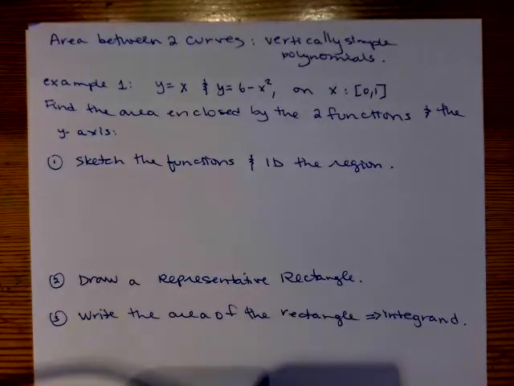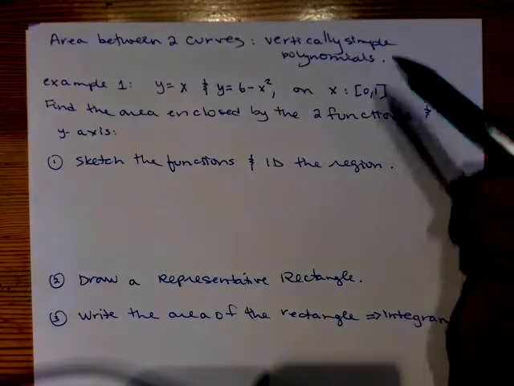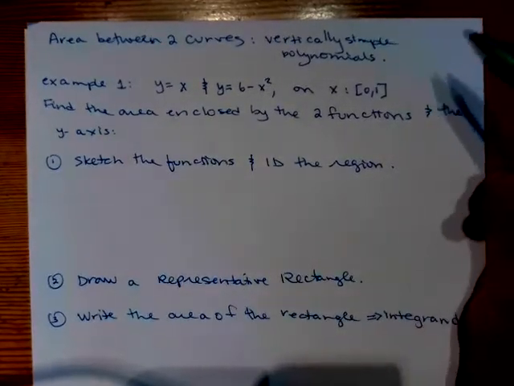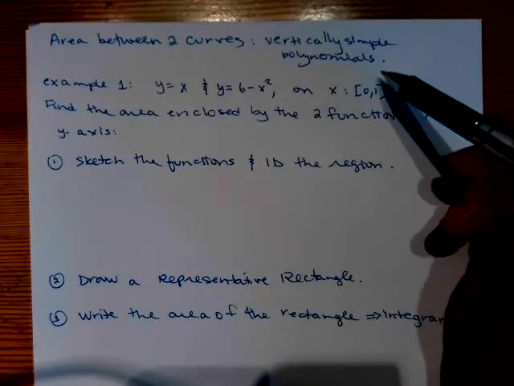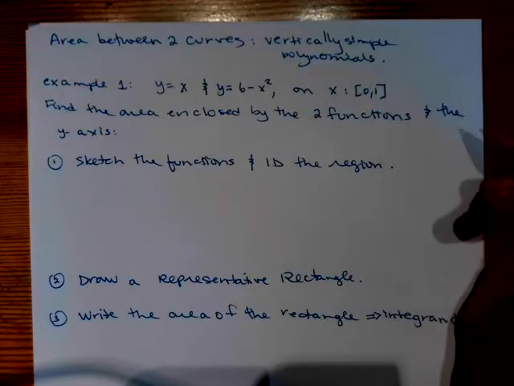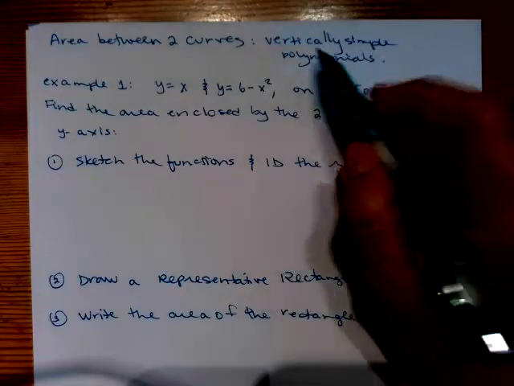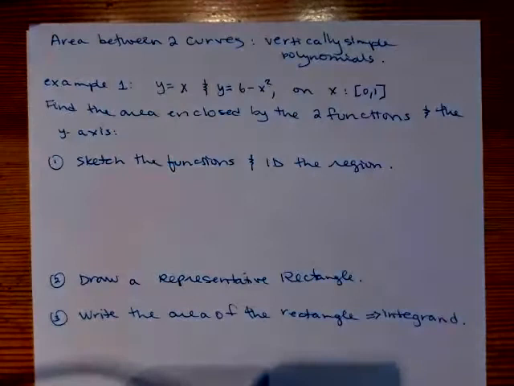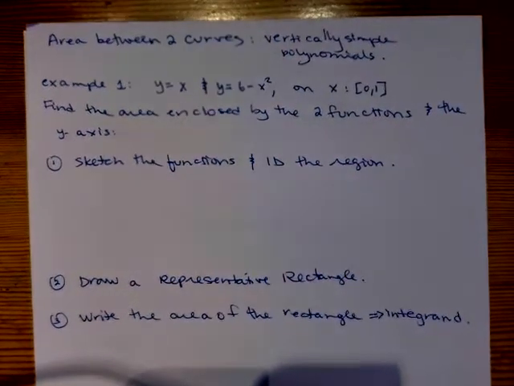So I'm going to talk about finding the area between two curves, and I'm going to start with the easiest ones, the vertically simple polynomials. So remember polynomials and vertically simple, I'll show you what that means when we get our first one. So this is what we're talking about.